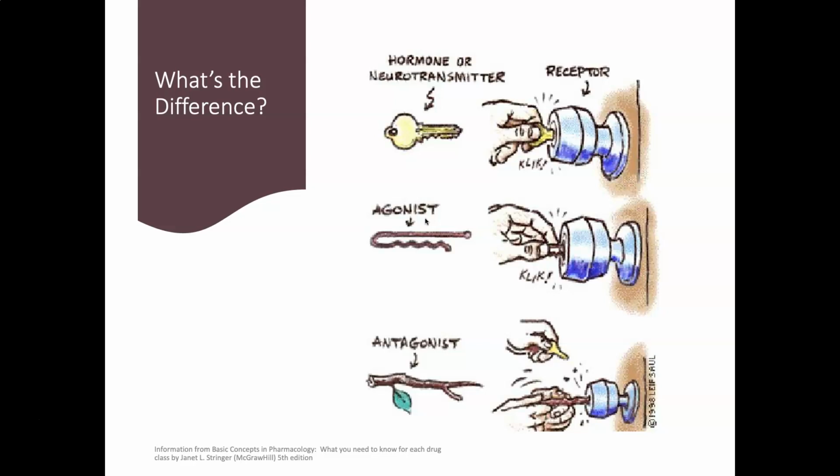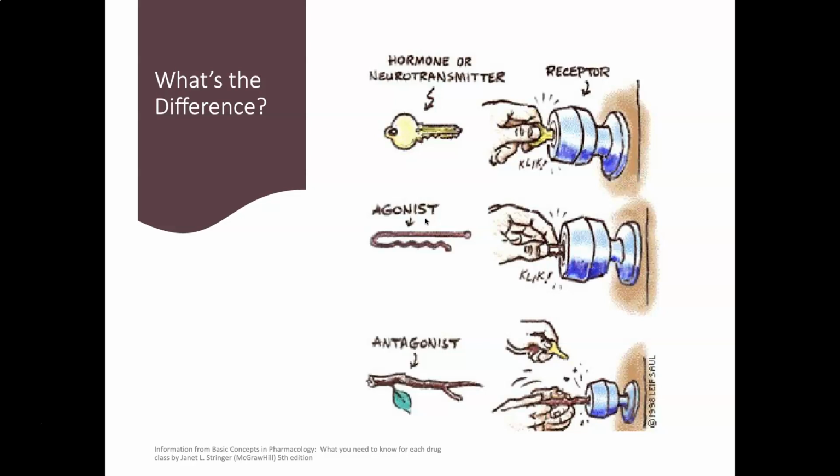Hormones or neurotransmitters, they always fit in that receptor. That's what they were made for. It's a perfect fit. They'll open the door every time. An agonist is like that pick. It's a medication that is going to open the door. It just does it differently than the key because it's not the perfect fit, but it's a good enough fit that it'll unlock the door.